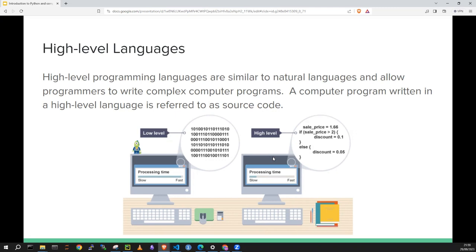And then in the image, you can see that since low-level languages are in a language that the computer can understand, it executes it faster, right? It can process it faster. It doesn't have to go through the whole translation step that it would have to do with a high-level language. Now it has to take it from this human readable form, compile it into machine code, and then execute it. So the processing time would be a lot slower.